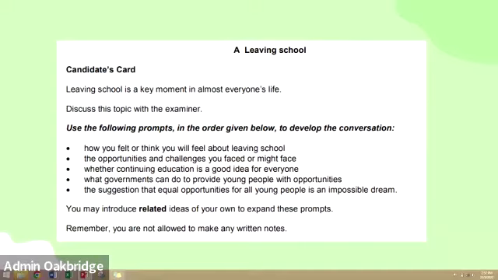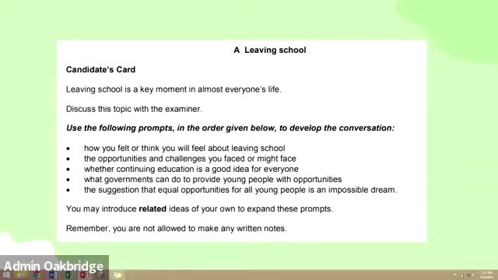Okay, so this is topic card A. The title is Leaving School. All right, this is your card. You see there is an introduction line that leaving school is a key moment in almost everyone's life. So usually in this part, in part D, the examiner is the one who will use the introduction line. They will use the line to start the conversation.